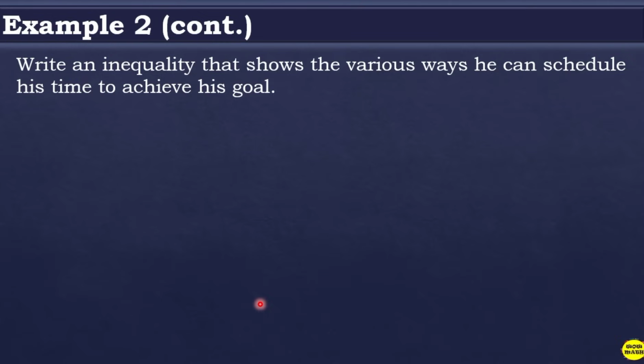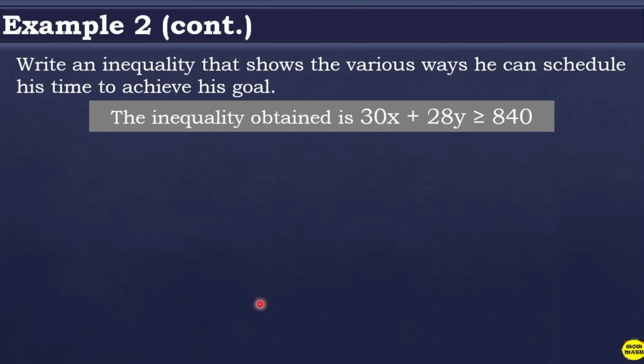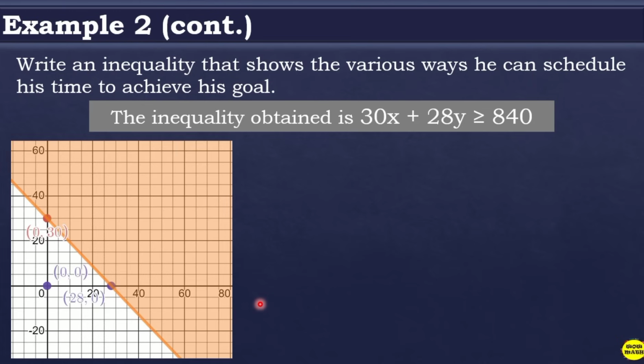So, write an inequality that shows the various ways he can schedule his time to achieve his goal. So, ito yung nakuha nating inequality kanina. Okay, so ito po yung graph. Kung paano siya ginraph, panoorin nyo po yung video tutorial bago po ito para alam po natin kung paano tayo nag-graph. Okay? So, how to graph linear inequalities in two variables. Yun po yung previous video tutorial bago po ito. Punta po tayo sa playlist para makita po natin lahat. Okay? So, this is the graph of 30x plus 28y is greater than or equal to 840.